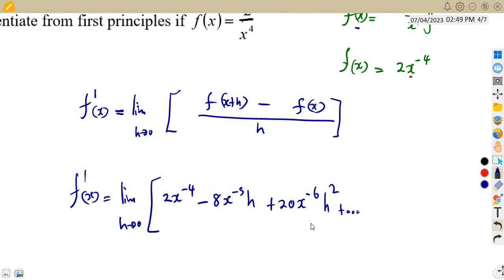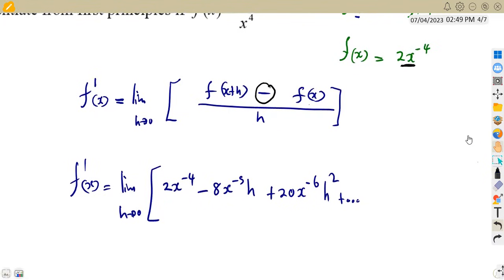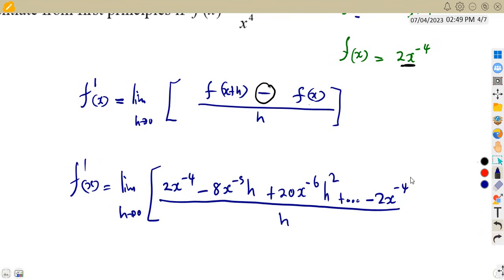Remember, then after substituting our f of x plus h, we are going to subtract f of x. So f of x this time, it's a single term. It's not a bracket. It's not an expression where you need to open a bracket or where the negative must multiply each and every term. This one is a single term. So it's direct minus 2x to the exponent of minus 4. And everything here is over h. So if we take note of what we have, everything is over h.